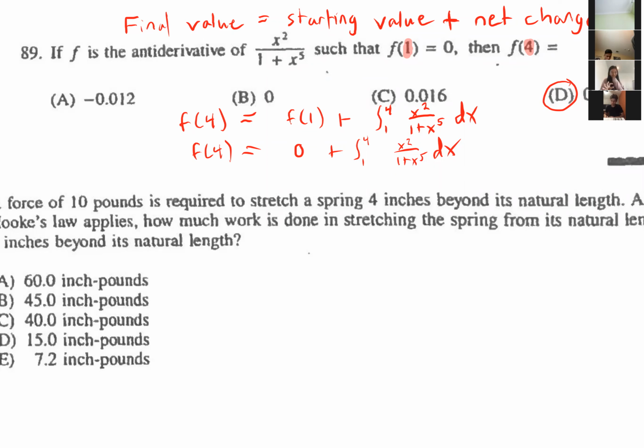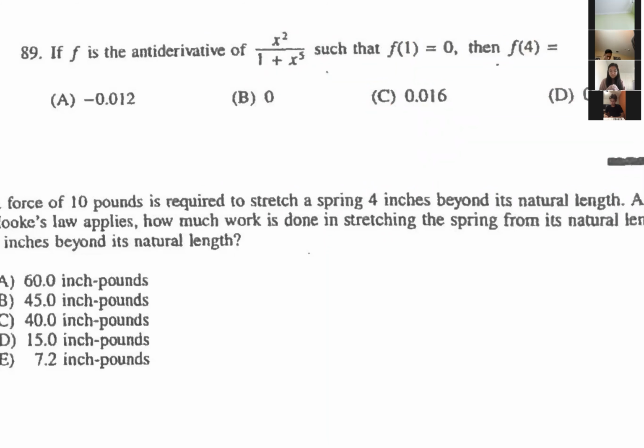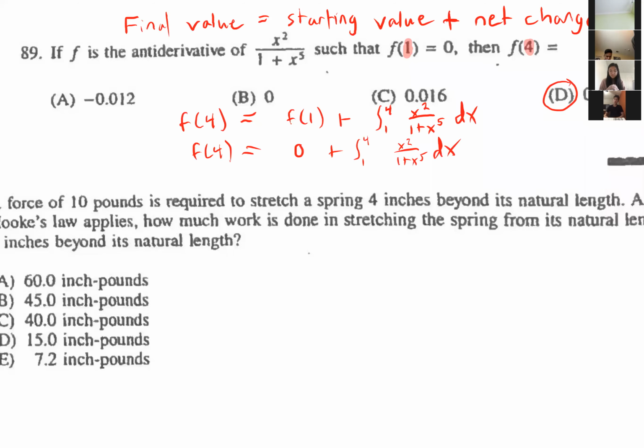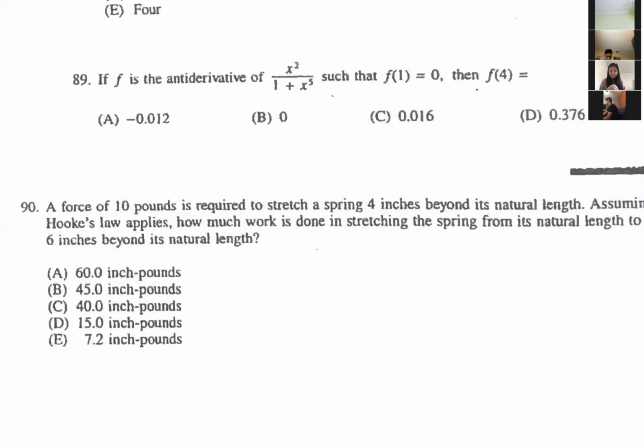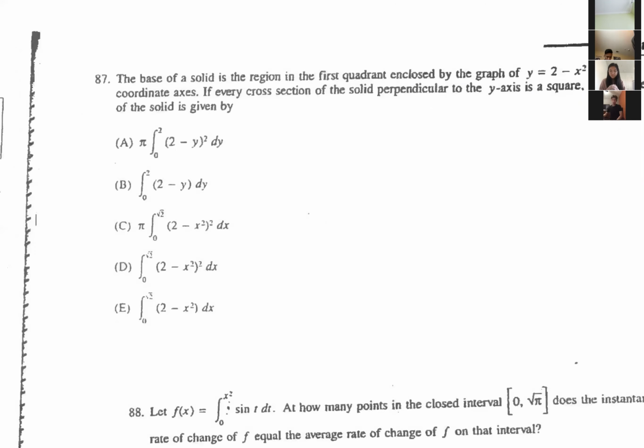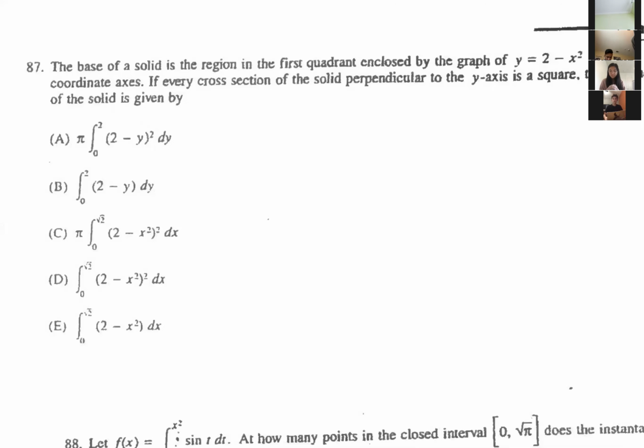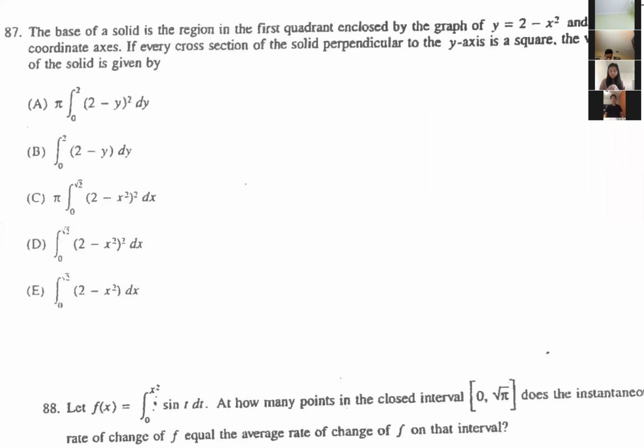Everybody's good. Okay, other questions, or did we do all of them on this page? Or any other questions? 87. Let's look at 87. Oh yeah, there's 87 here. Make sure I can see everything. All right, so 87.